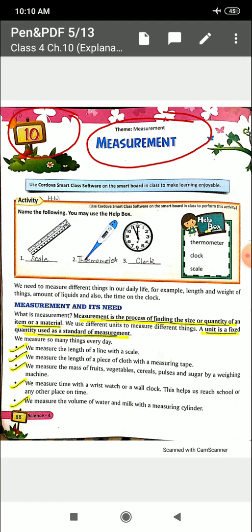First of all, the definition of the term measurement. Measurement is the process of finding the size or quantity of an item or material. So, it is the process of finding the size. Size is length or quantity of an item or material. Quantity can be measured as mass for solids and capacity for liquids. So measurement is the process of finding the size or quantity of an item or material.